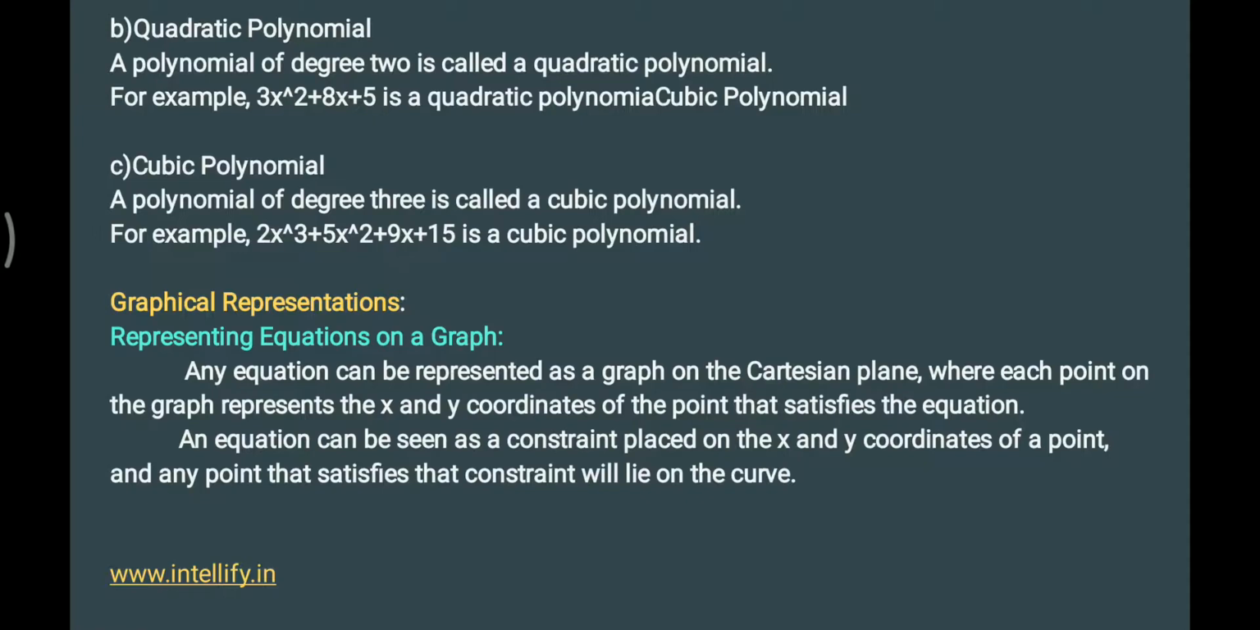Let's go to the graphical representations. Representing equations on the graph. Any equation can be represented as a graph on the Cartesian plane. We can represent any equation on a graph where each point of the graph represents the x and y coordinates. Here we can see the x-axis and y-axis. An equation can be seen as a constraint placed on the x and y coordinates of a point, and any point that satisfies that constraint will lie on the curve. Here we can see that we can draw anything on a graph with numerical values.